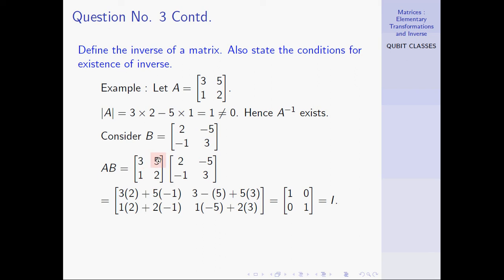So we will take the first row and first column and multiply respective elements and add them. So it will be 3 into 2 plus 5 into minus 1. Then, oh sorry, there should be 3 into minus 5 plus 5 into 3. The third one will be 1 into 2 plus 2 into minus 1. And the fourth one will be 1 into minus 5 plus 2 into 3. So 6 minus 5 will give us 1.